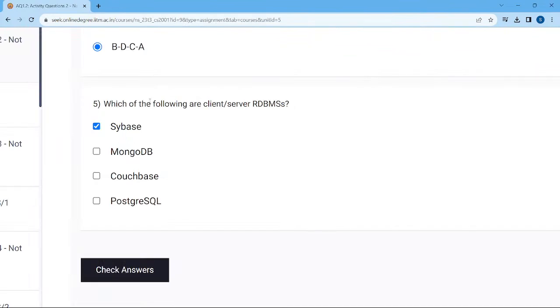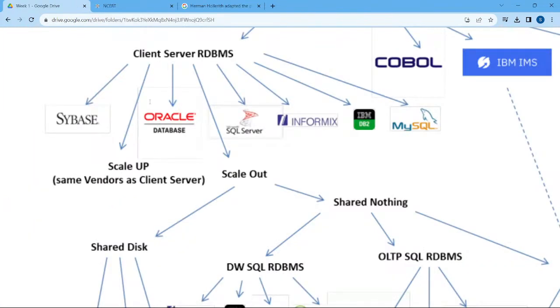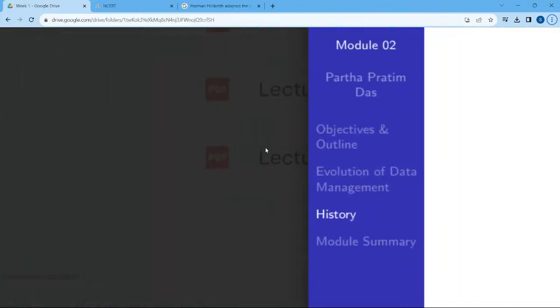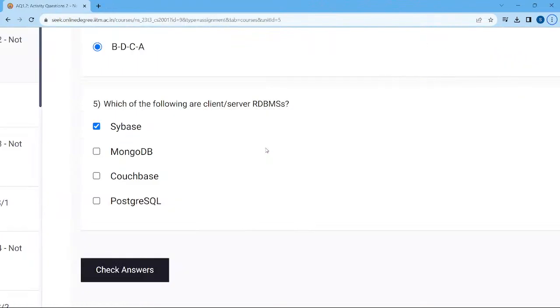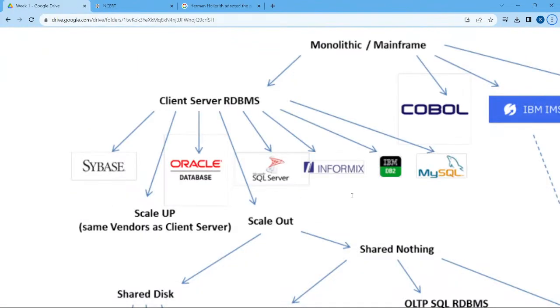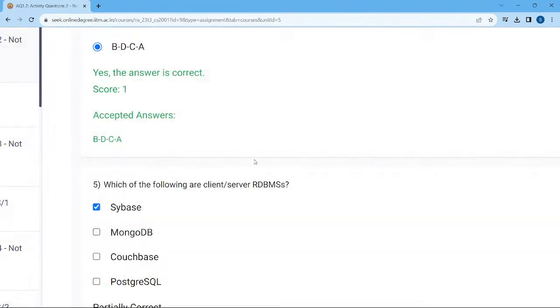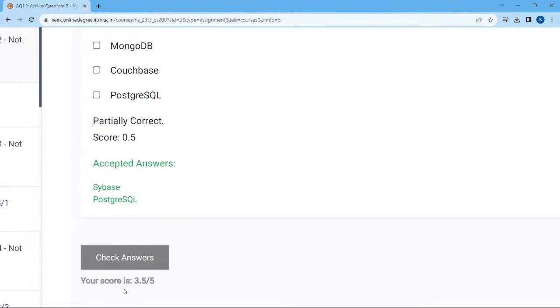and I guess MySQL. Is MongoDB here? No. Is Couchbase here? No. Okay, what happened? No issues. Is PostgreSQL there? No, PostgreSQL is not there. Let's see how much did we get. Okay, 3.5. That's a pretty good score.